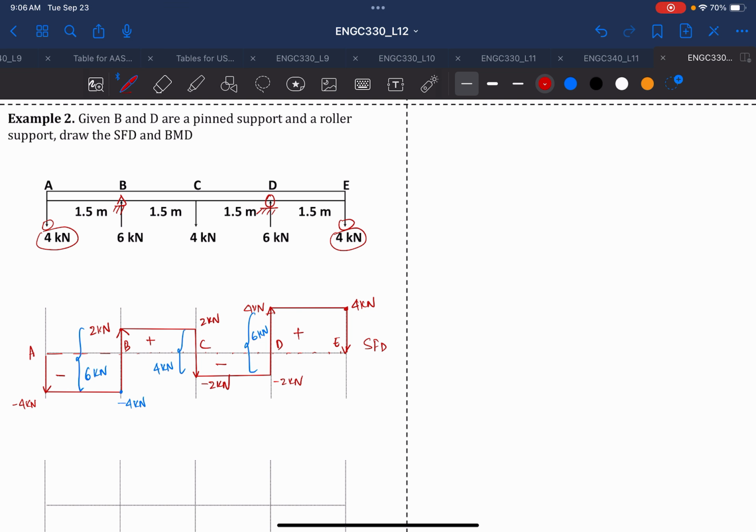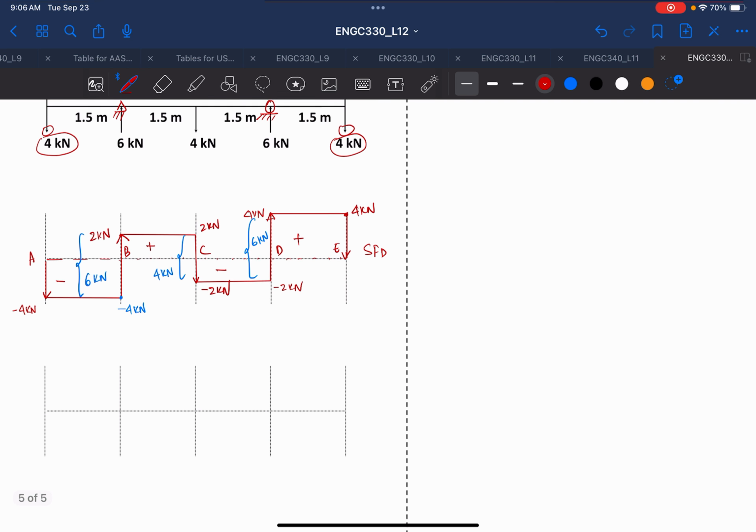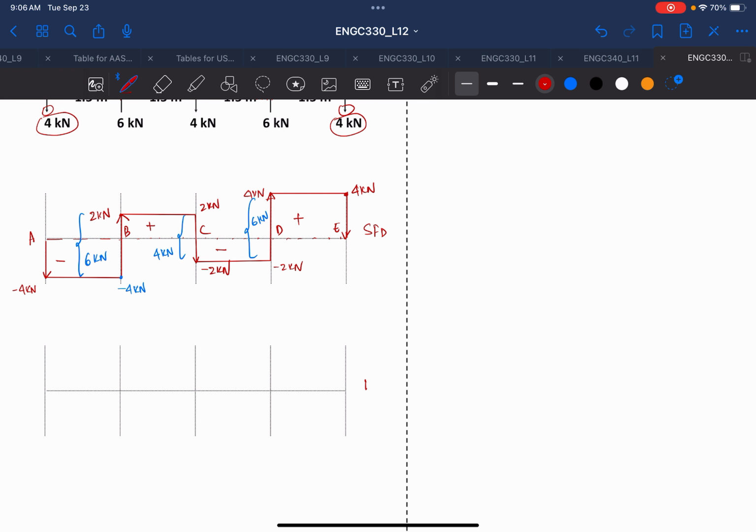You see that at each point where we have a sudden increase in the load, or a point load, the distance has to be equal to that load. That is how you draw the shear force diagram. Now, how do we draw the bending moment diagram from this given shear force diagram?